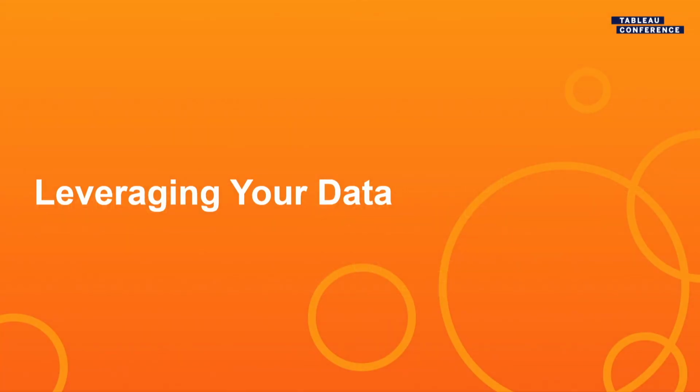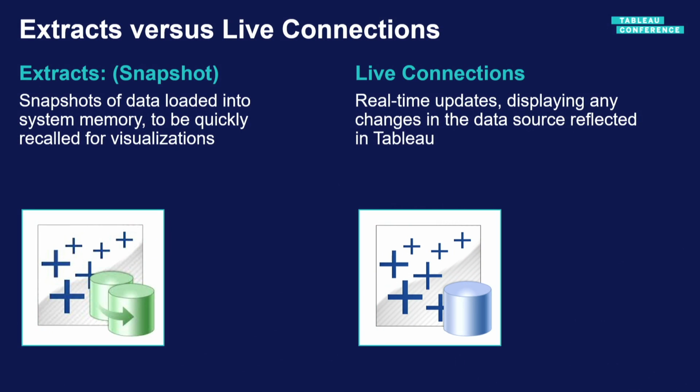So let's get into leveraging your data. There are two main things that you will hear about when using Tableau Online: an extract versus a live connection. I know a lot of our customers ask, what is an extract, and what is a live connection? An extract is basically a snapshot of your data source stored in system memory that allows you to render views faster. A live connection is pretty much self-explanatory. This is a connection directly to your underlying data source that allows you to see real-time updates in your worksheets.